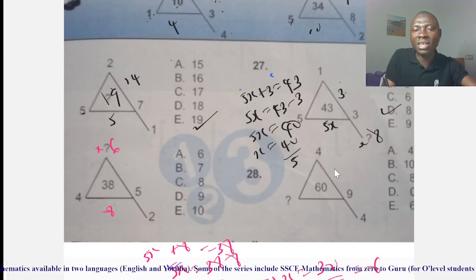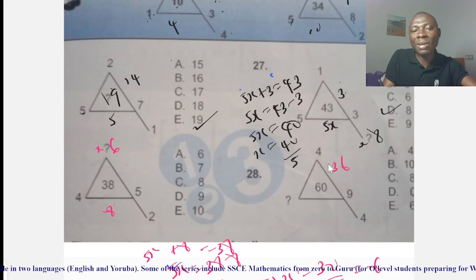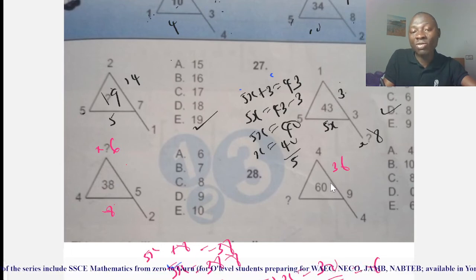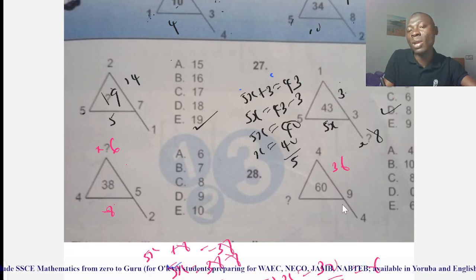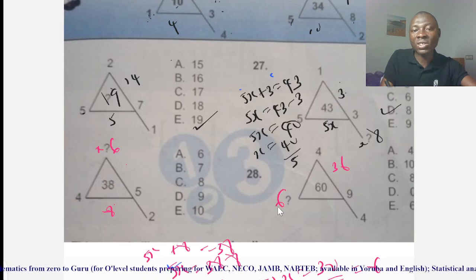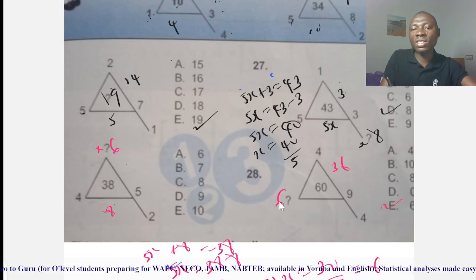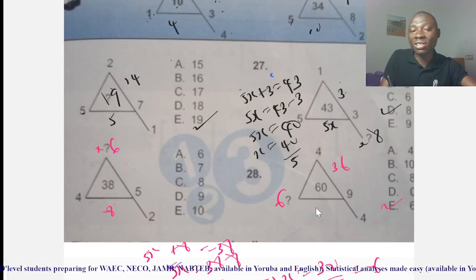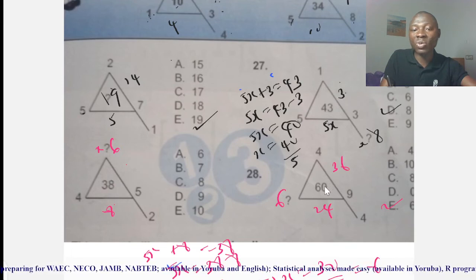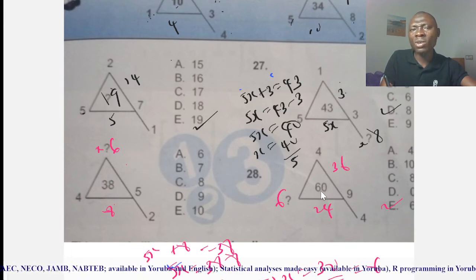Okay, how do you do this again? This is 36. 4 times 9 is 36. Just subtract 36 from 60. That will give you 24. What is such a number you are going to multiply by 4 to give you 24? That is also 6. I hope you understand now. You see now that 6 times 4, that is 24, and 24 plus 36 will give you 60. Can you see it is very simple? So that's how you are going to be solving that.